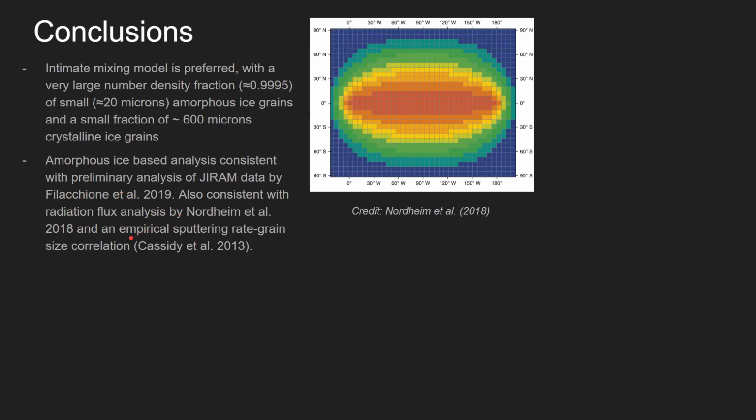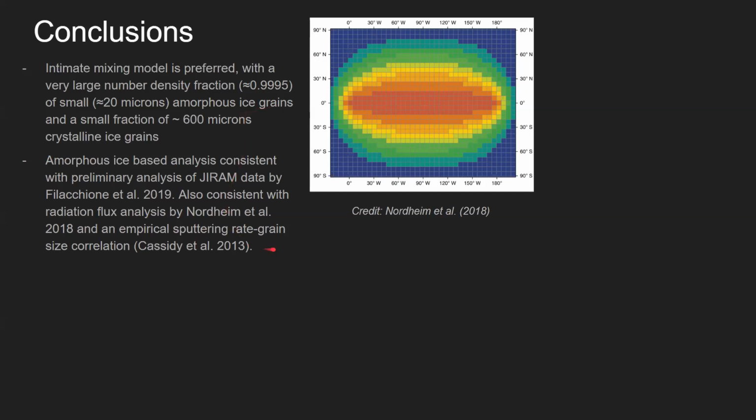Then our results are also consistent with the radiation flux analysis by Nordheim et al., who calculated the electron energy deposition on Europa. This is a map of the leading hemisphere of Europa where our data comes from, and you see that our data is precisely from somewhere over here. It comes from a region where there is significant radiation processing, and more radiation processing means more amorphization of water ice. So we would expect this area to have amorphous water ice.